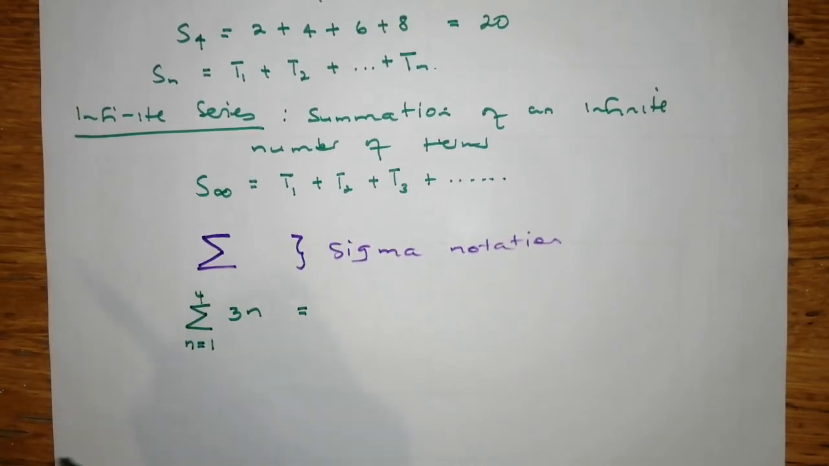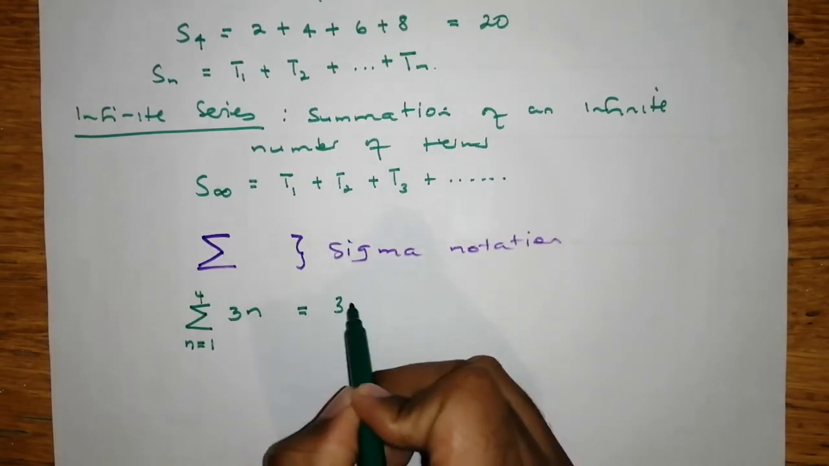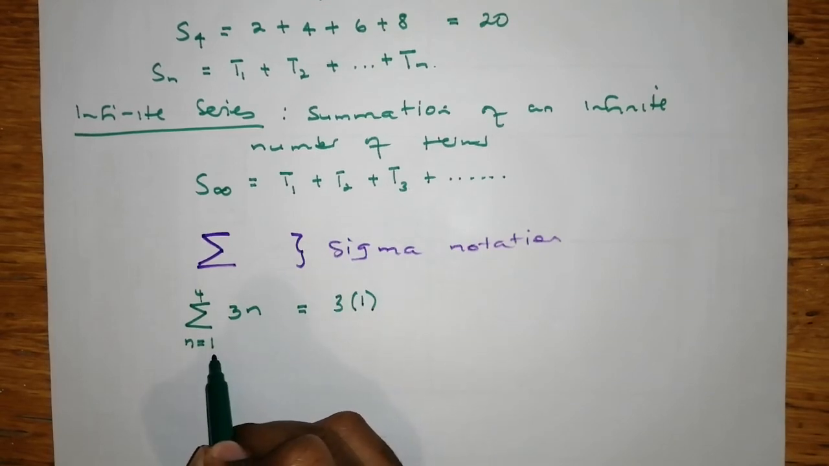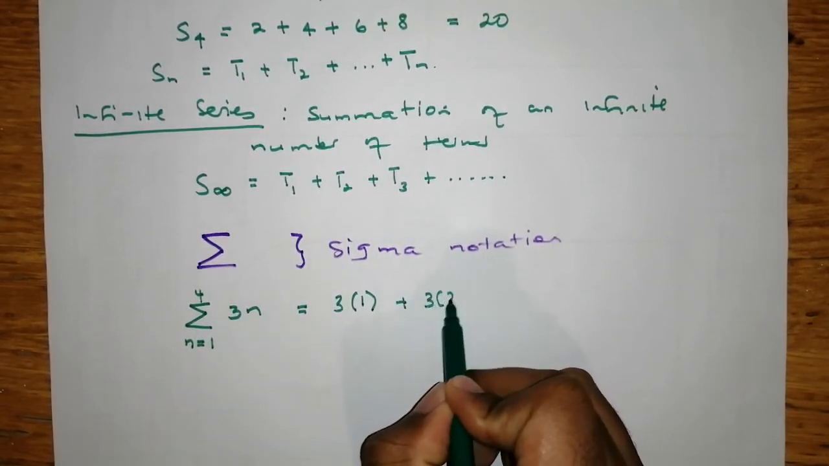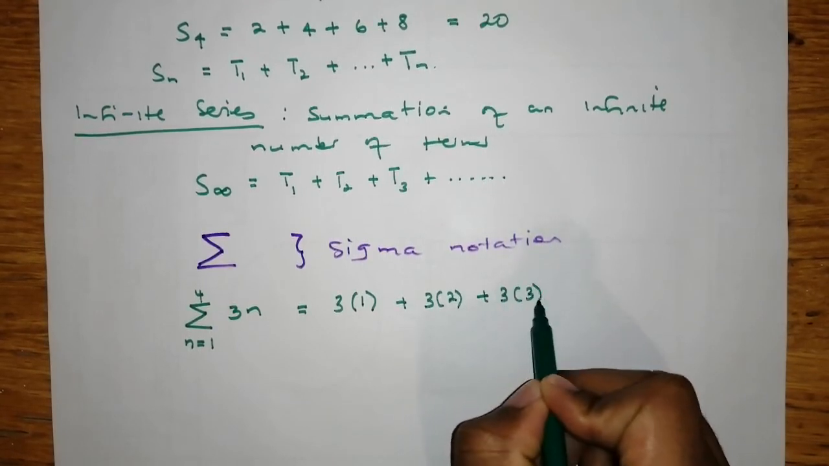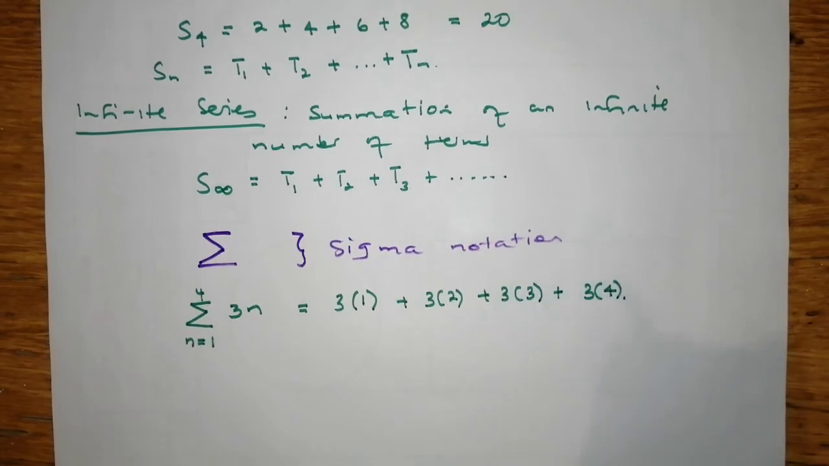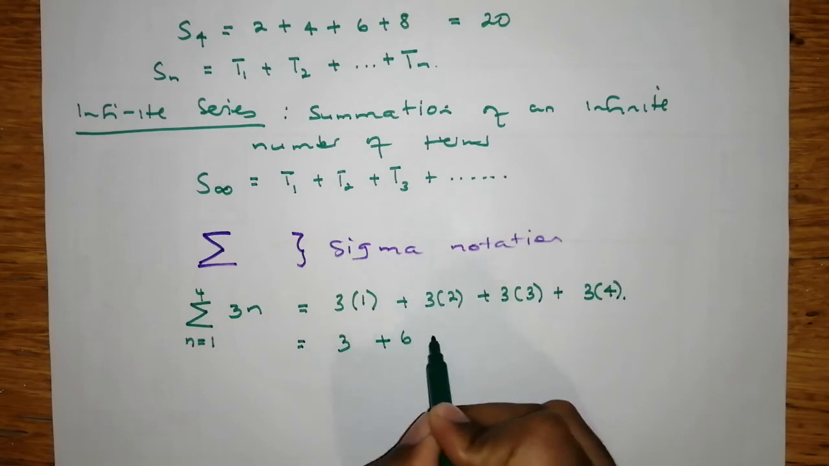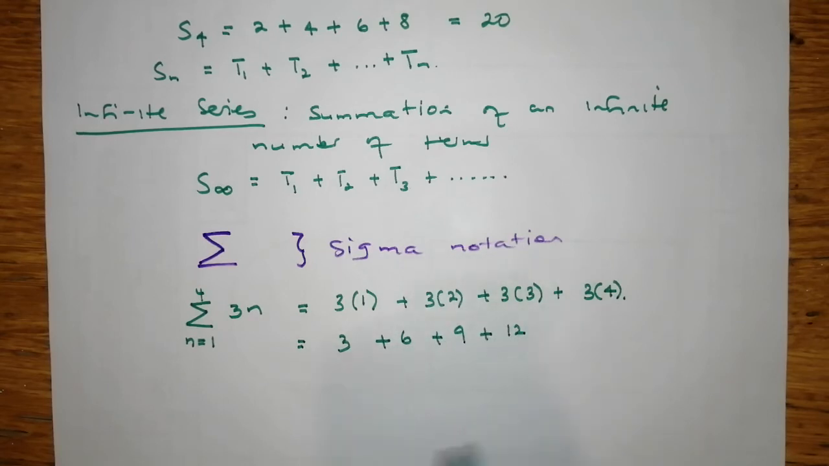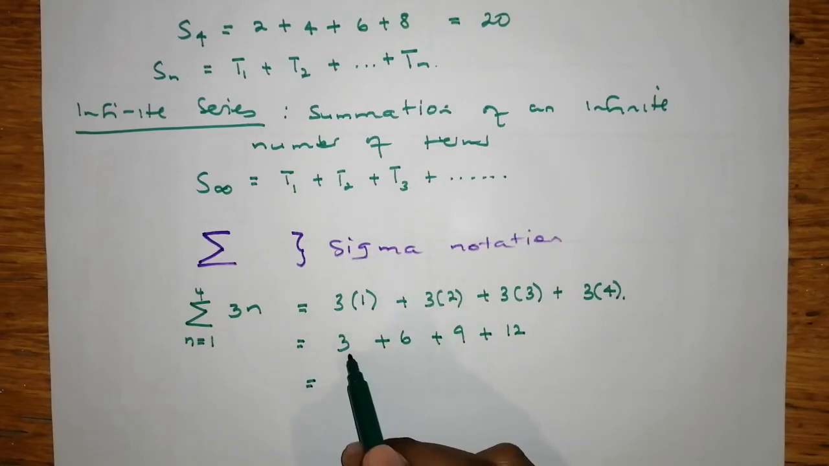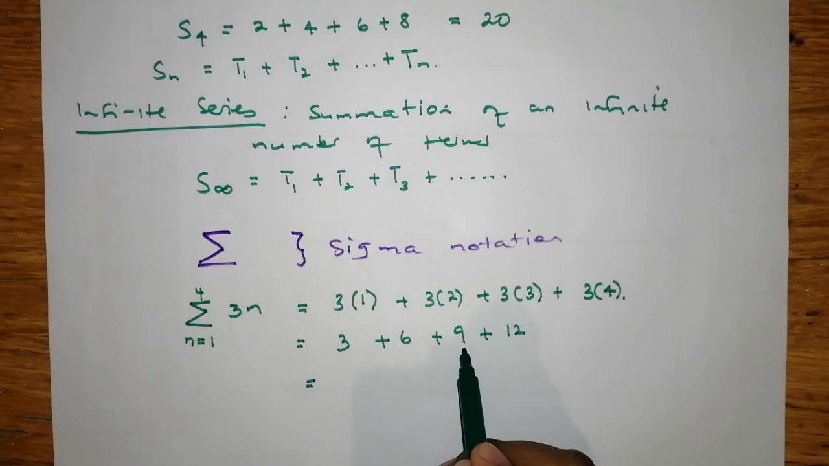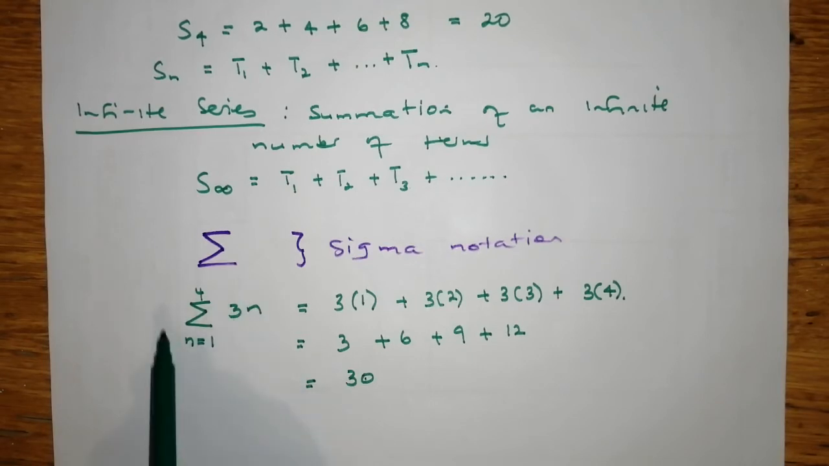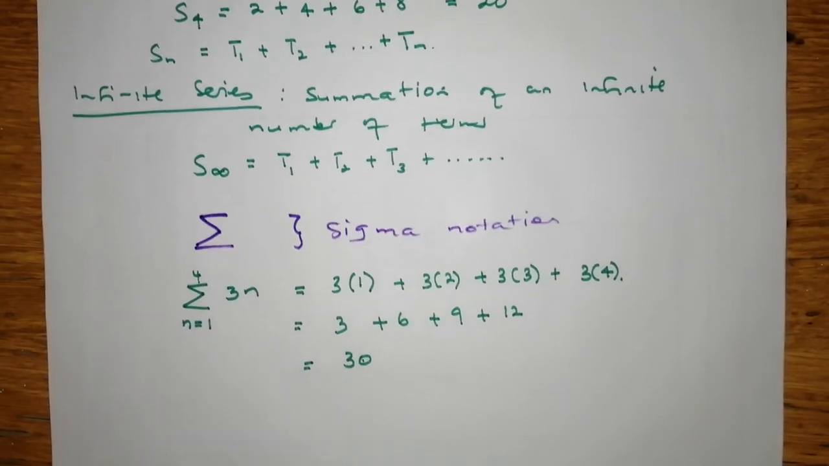What this means is that we are summing these terms in this way. It's going to be 3 multiplied by 1, we are starting with this one, plus 3 multiplied by 2, plus 3 multiplied by 3, plus 3 multiplied by 4. So 4 is the upper bound. Basically, we are summing all of these terms. So this is 3 plus 6 plus 9 plus 12. 3 plus 6 is 9, 9 plus 9 is 18, 18 plus 12 is 30. So the sigma notation is also useful in summing terms.